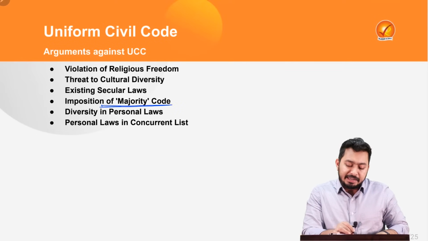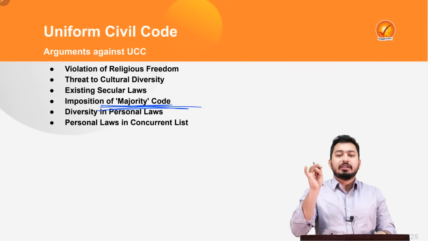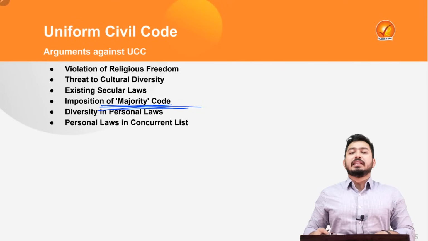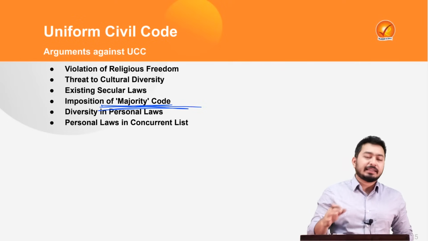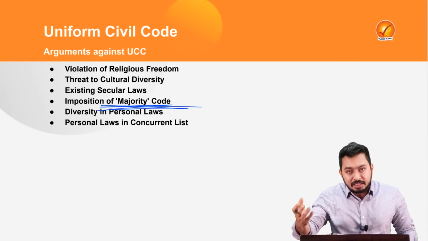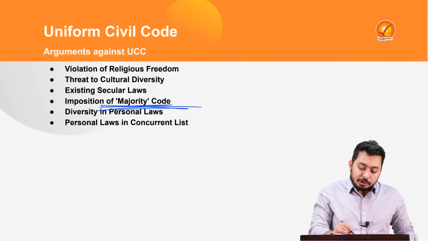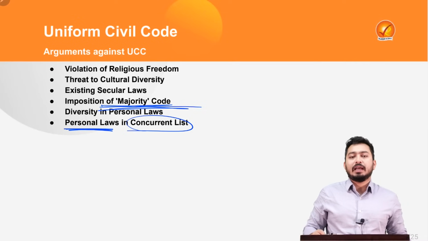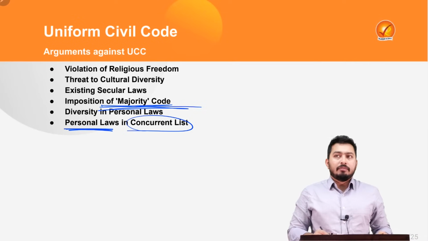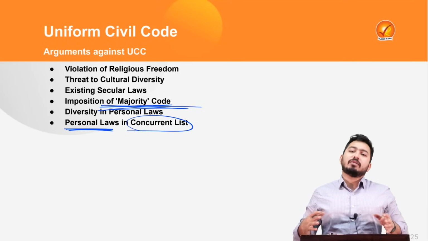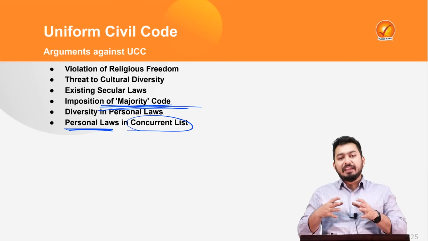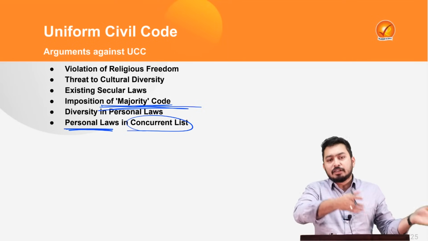Then it will lead to imposition of a majority code, right? So the majoritarian laws, they can prevail, and that can create disaffection in the society as well. Then you must appreciate that the personal laws is in the concurrent list, and a lot of these practices, we must understand, also vary from state to state. They also vary within a religion from one sect to other.